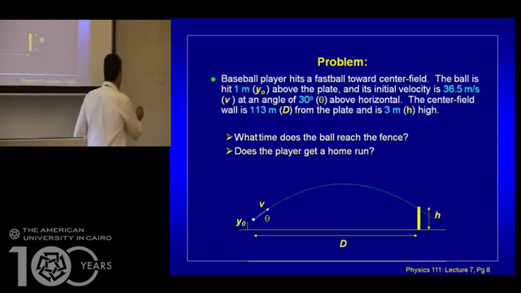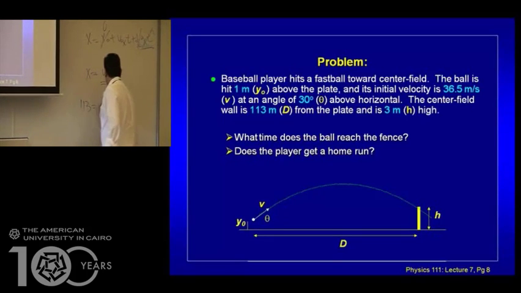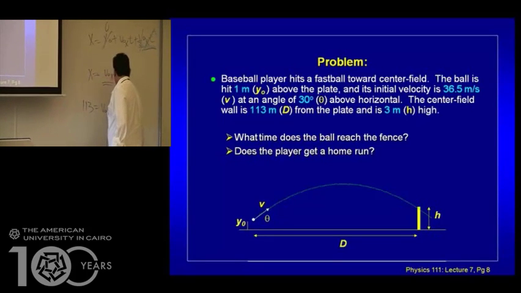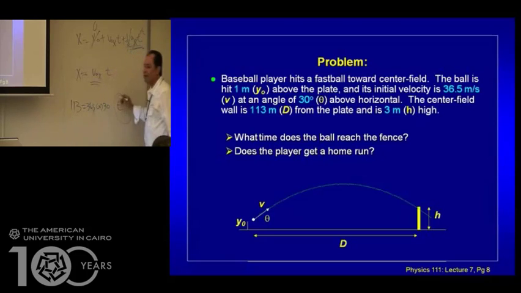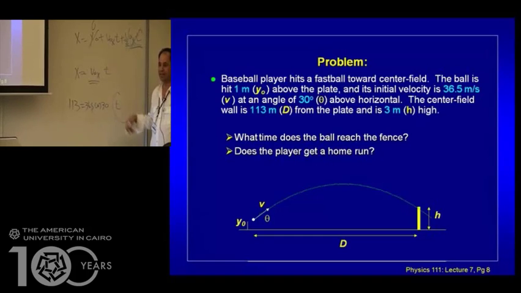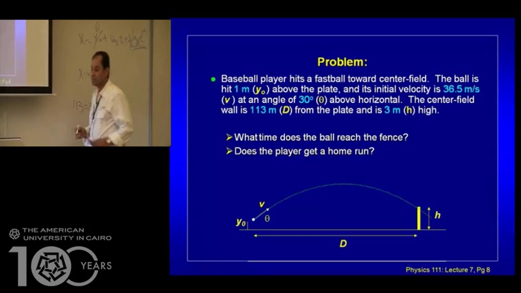So x, which is 113, will equal v0 cosine 30 times t. We know what v0 is. It's 36.5. Then we can calculate t. I'll leave that to you. You can get t. That's easy. Second one.